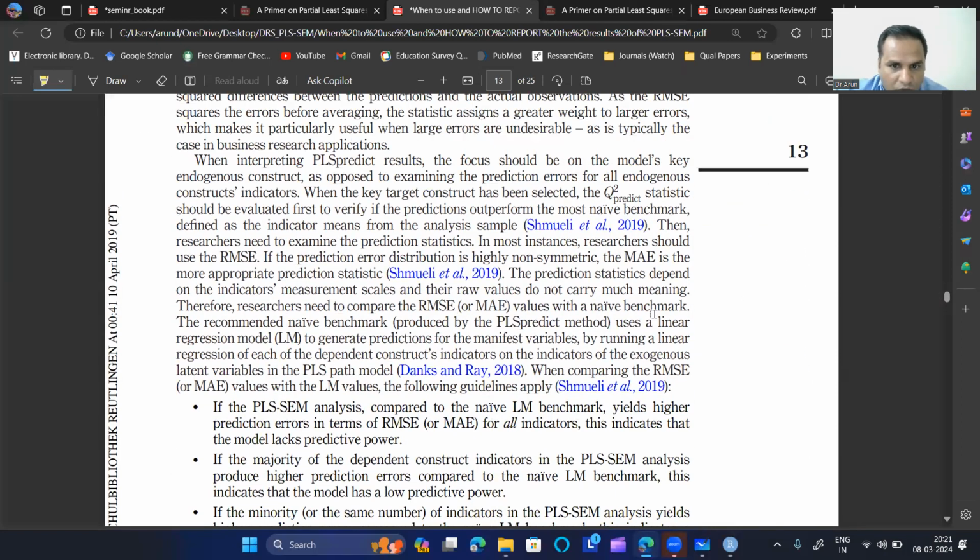Here you need to focus when interpreting. Can you see this? All of you can see this? Can you see all of you? Can you see this? Yes, sir.